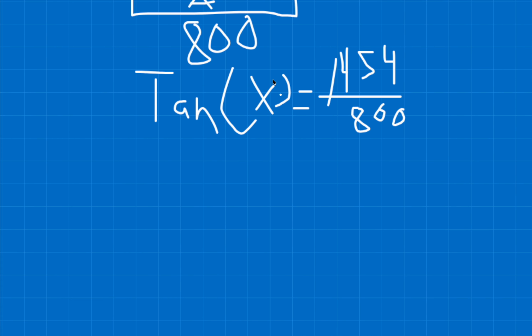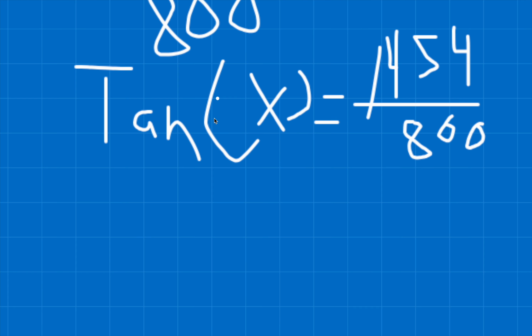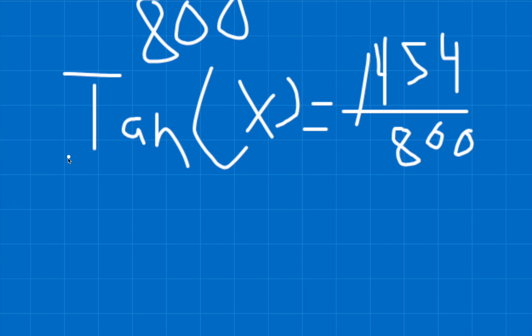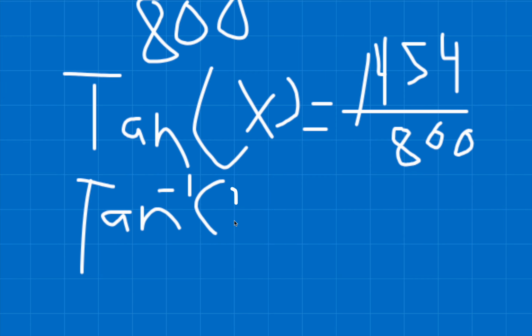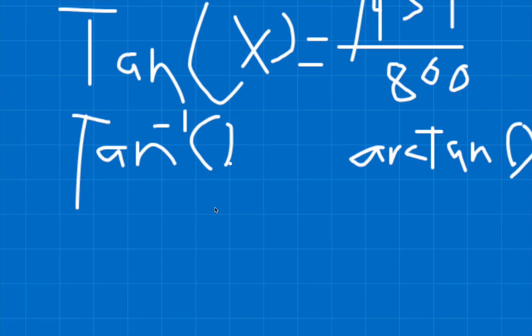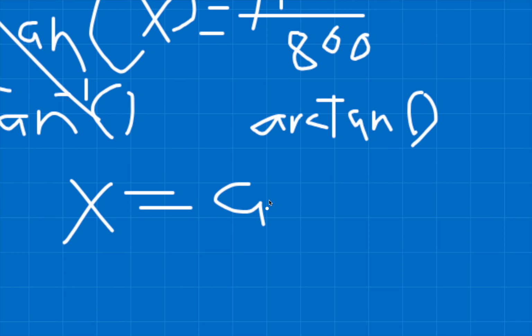So how are we going to get this x by itself so we can know what this angle is? Well, we'll have x be isolated by applying arctan, sometimes referred to as just this on the calculator, to both sides. Arctan, and so these two would cancel out and we'll get x by itself.